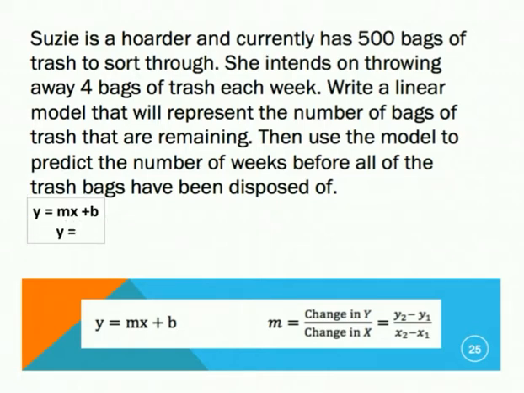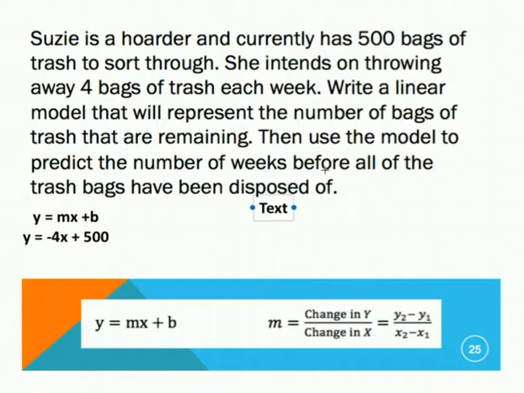So she is throwing away trash bags, which tells me that I should have a negative slope. I'm going to have a negative 4x because she's getting rid of it, so that's why it's negative, and it's 4 every week. So x is going to be the number of weeks, and then she's starting with 500, so that's going to be plus 500. So the actual model is going to be what I have here.